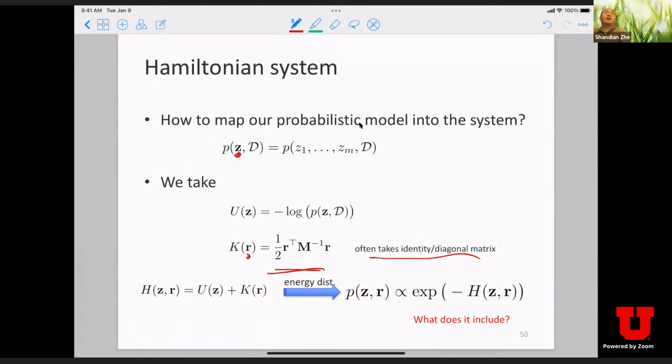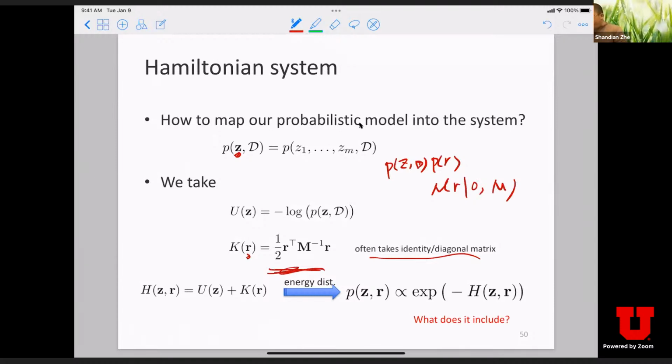R and Z are independent, right? So the joint probability is simply the joint probability of data and Z, and also the probability of R, right? The probability of R is proportional to the exponential of the kinetic energy, which is Gaussian. It's just R0 and M here, right? If you take the negative logarithm, it will give you this.